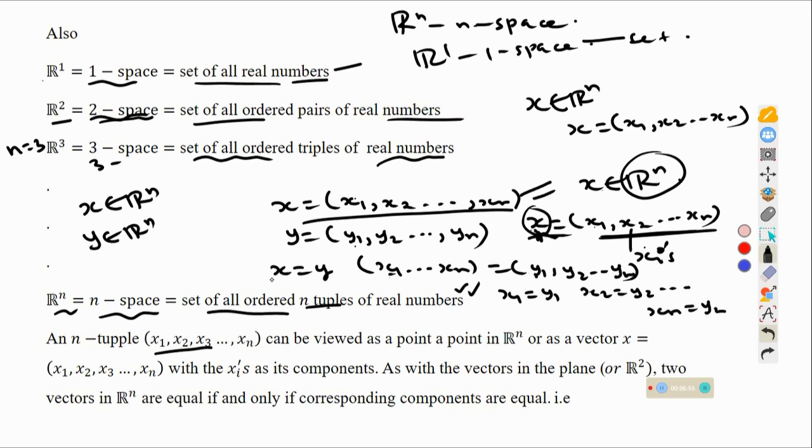Meaning that the components of R to the power n are only equal if the corresponding components of these two vectors are equal. That is, the xi must be equal to yi for all the values of i. This must hold for you to say that x and y are equal, if x is taking this and y is taking that.